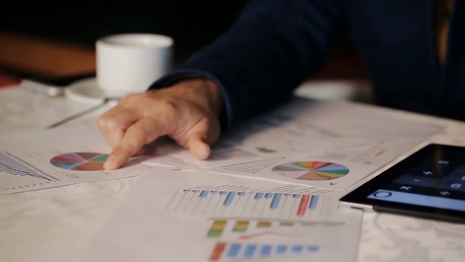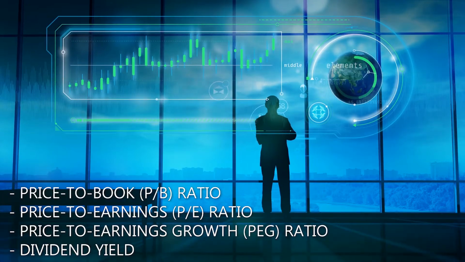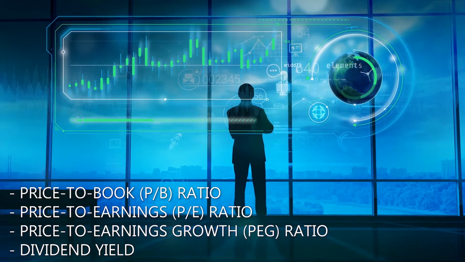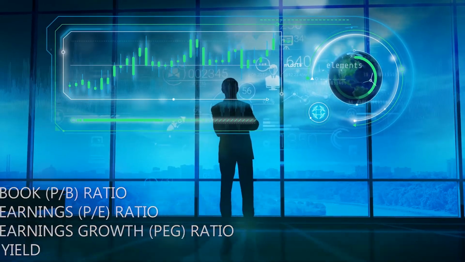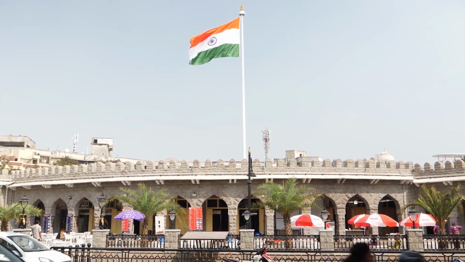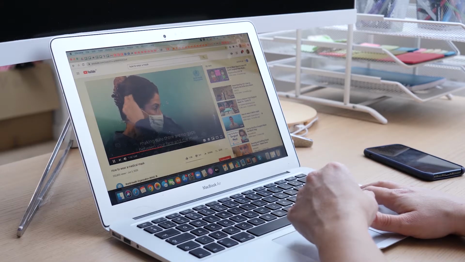You will know all the ratios to measure a stock's value, including the price to book PB ratio, the price to earnings PE ratio, the price to earnings growth PEG ratio, and the dividend yield. We will also show you some of India's 2022's expensive and cheap stocks. So stay until the end of this video so you don't miss any important information.